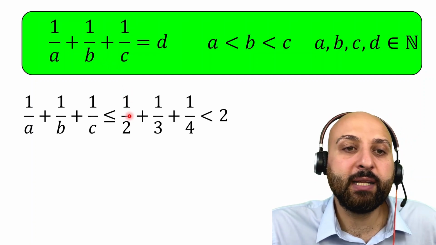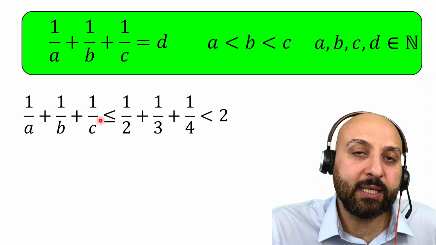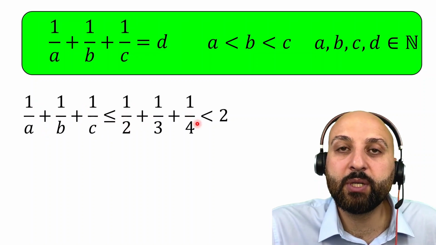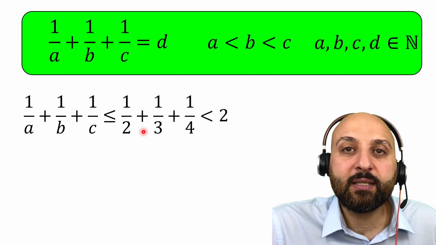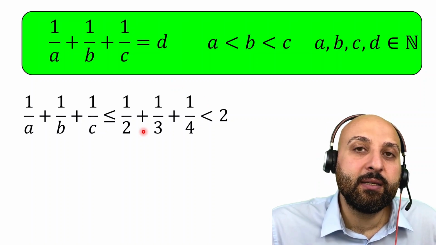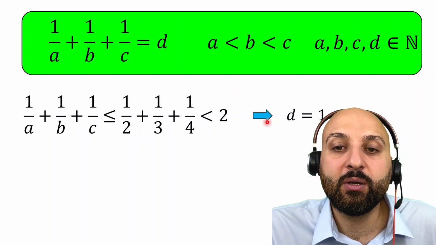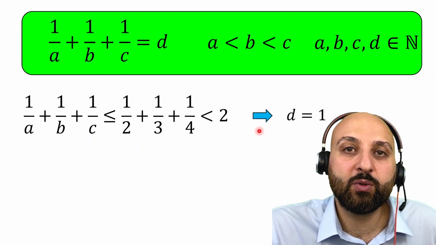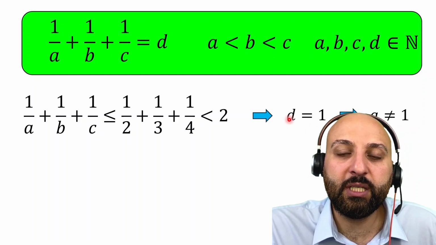So if we put these values, we know that 1/A + 1/B + 1/C is always less than 1/2 + 1/3 + 1/4. But we see that this value is itself less than 2. That means the value of D should be equal to 1. So this is what we have already proven: D has to be equal to 1. I also already mentioned that A cannot be equal to 1.